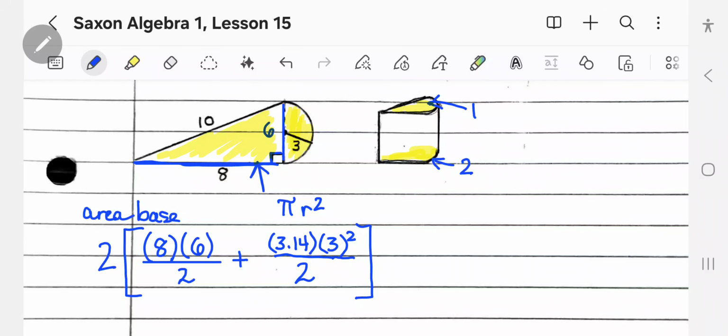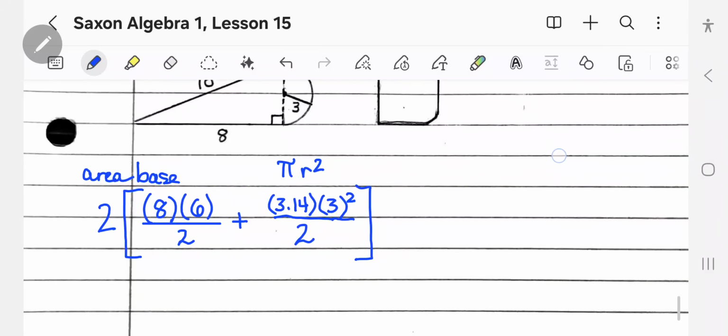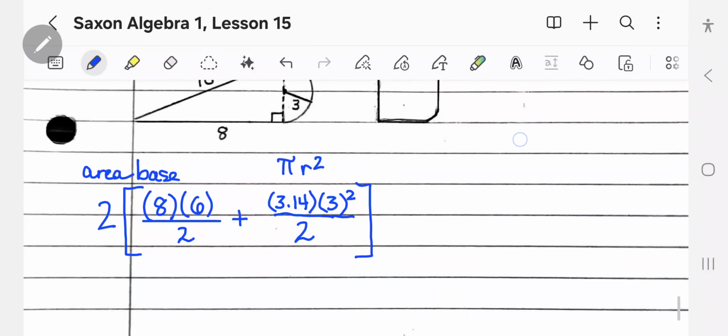So that's one area that we're going to have. And then we're going to have to get the lateral surface area. Okay, I think we'll do that separately. So let me unmark all of this, make it less confusing. So let's go ahead and compute these.